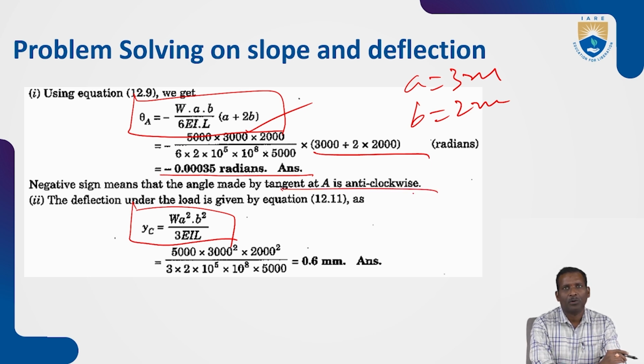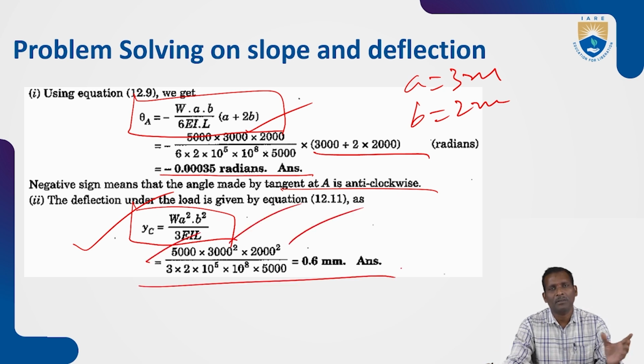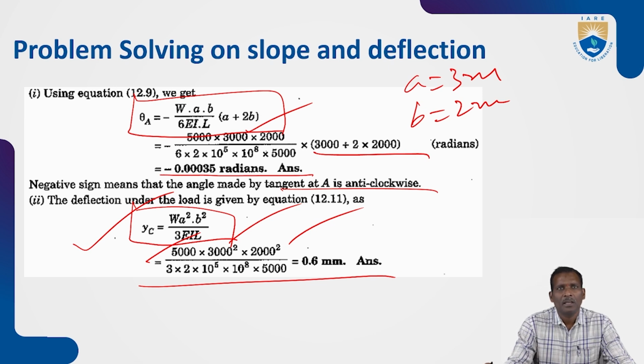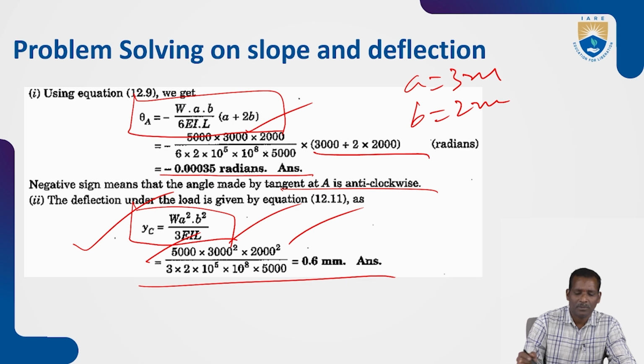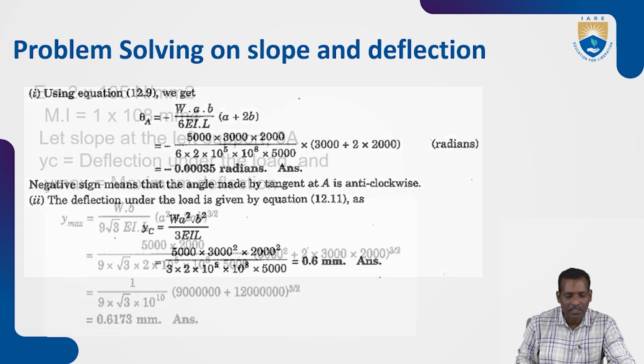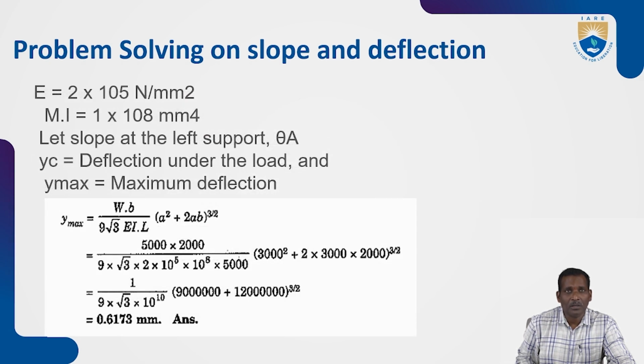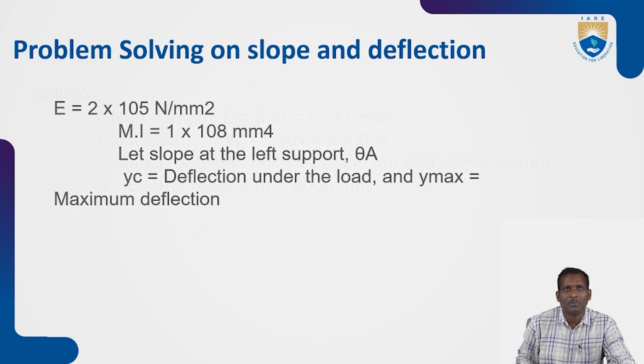Now the deflection under the load, WA square into B square by 3EIL. So here W is 5000, A square, B square, with A as 3 meters converted into mm, and B also substituted, and the E value and I value, that is flexural rigidity, separately given. Substitute in this equation, you will get deflection 0.6 mm. So now he has asked for the maximum deflection.